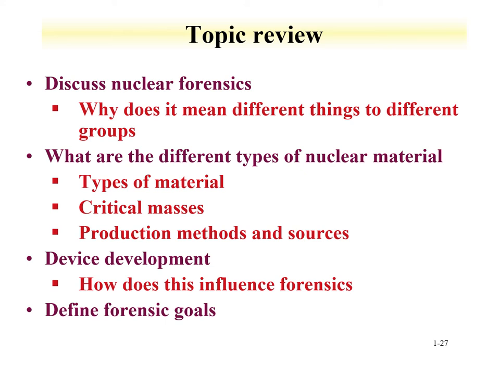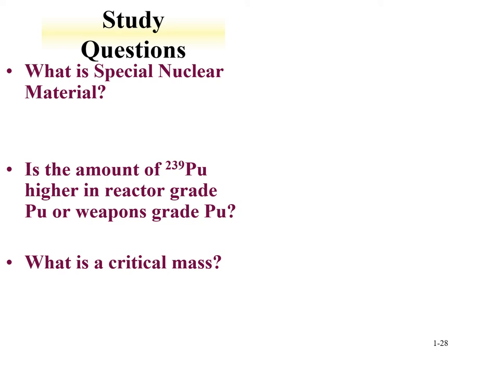So within this lecture, we discussed nuclear forensics. What does it mean? Sometimes it means different things to different groups. What are the different types of nuclear material? There's classes of nuclear material, fissile, fertile, discussion on critical masses, and a little bit of a review and overview on how materials are produced and what are the sources. We talked very briefly about device development, how they went from simple to more complex, the inclusion of tritium. All these changes introduced signatures. And we also talked about the goals of nuclear forensics. Here are some example questions you should be able to answer from the lecture.